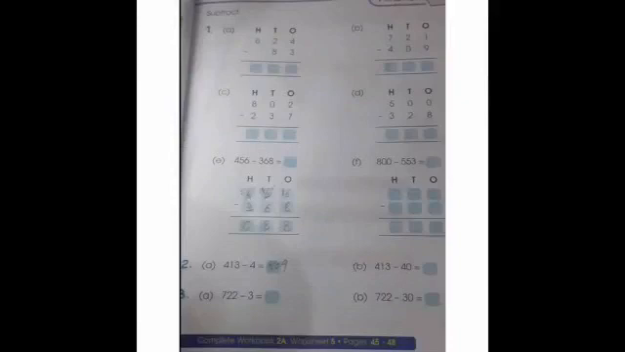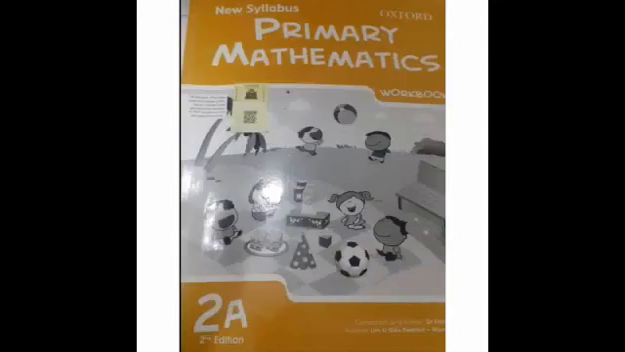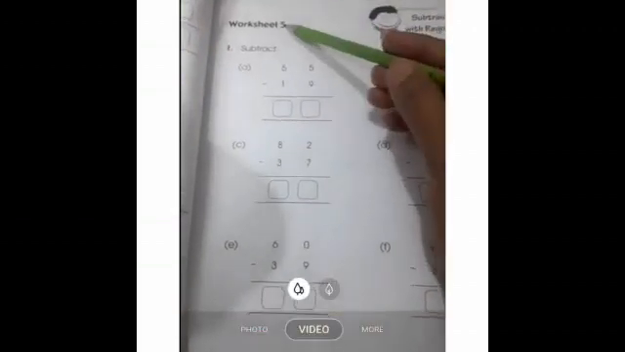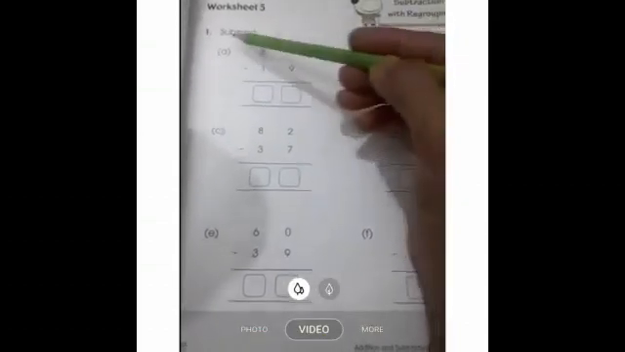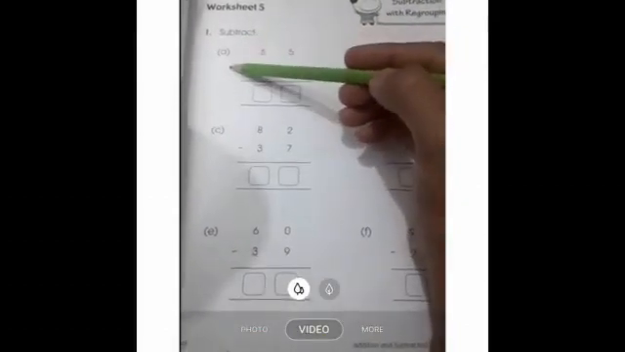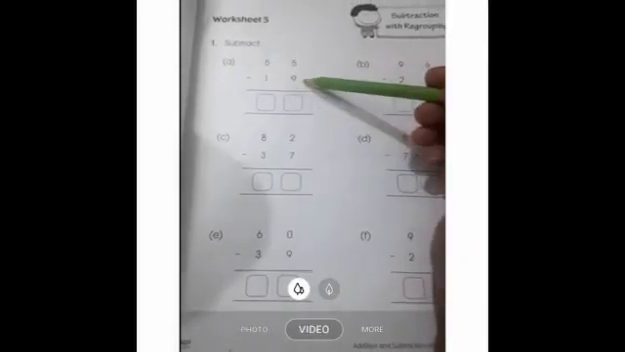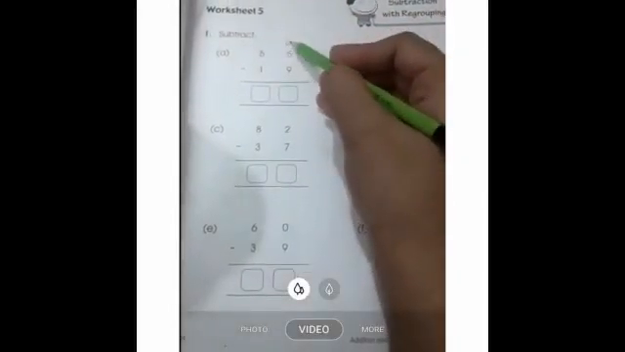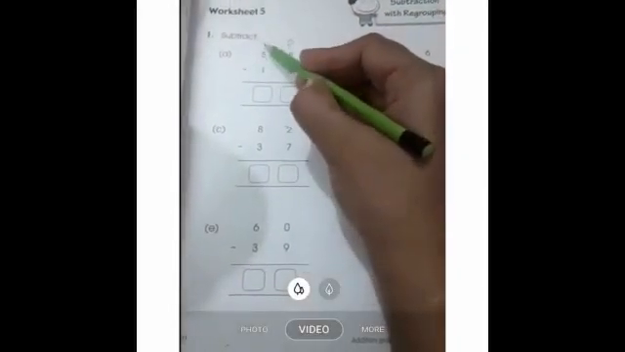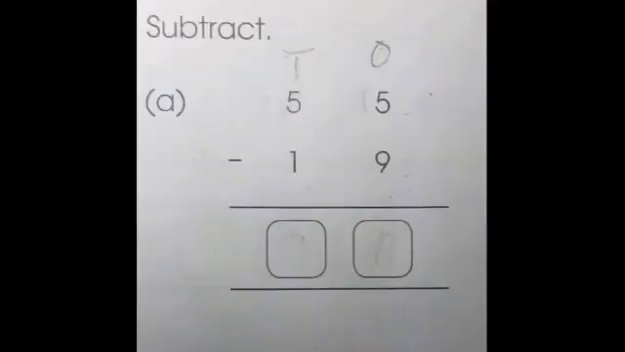Now let's move towards your book. It's your workbook. Open it at page number 45. It's worksheet number 5. Write your name here, your class and date. The first question, subtract part A. There are two numbers, 55 subtract 19. First of all, you have to write the place values. Ones, tens. Now let's begin to solve it.